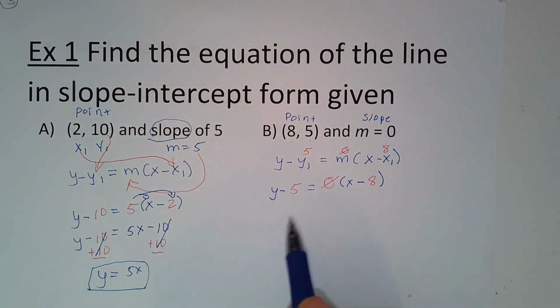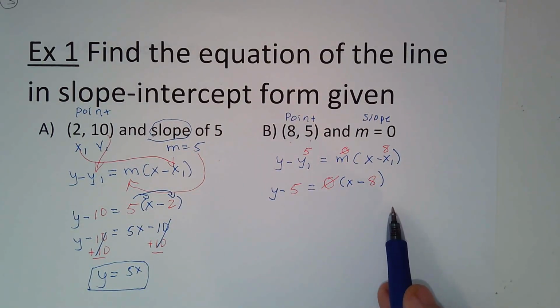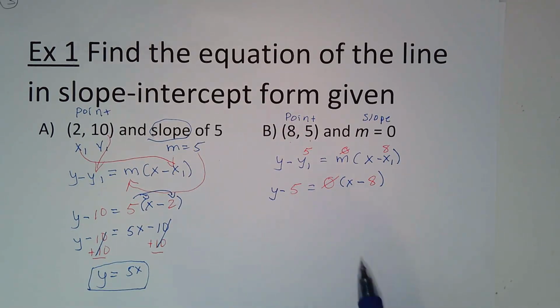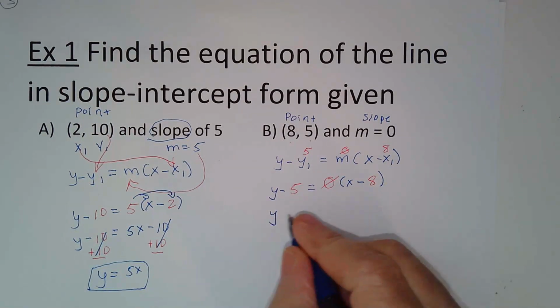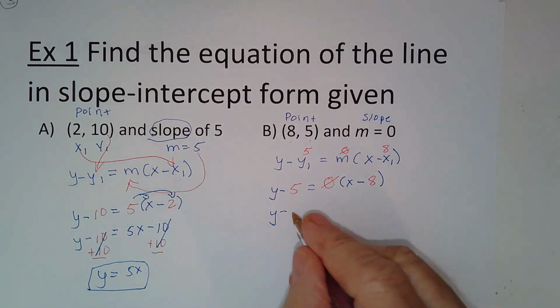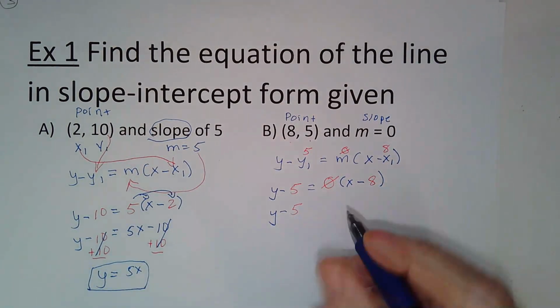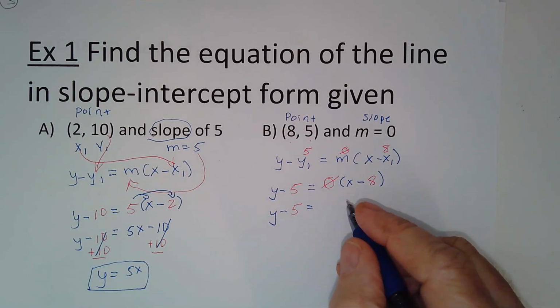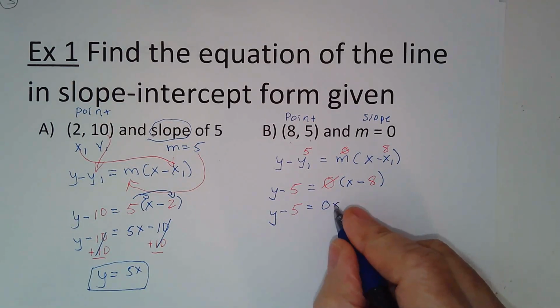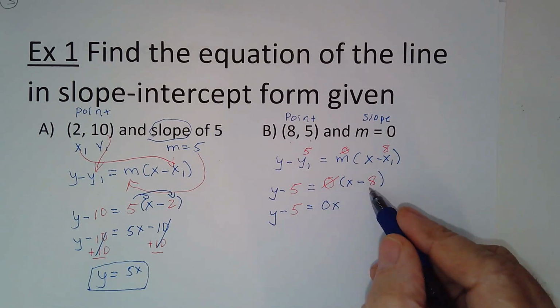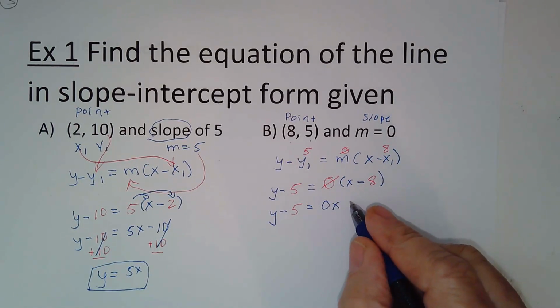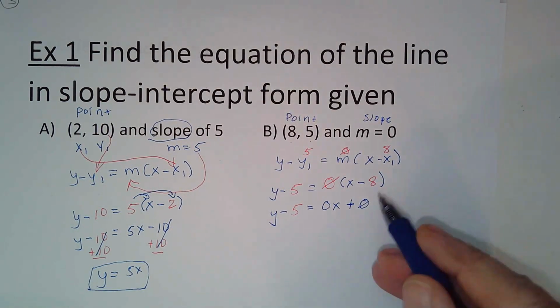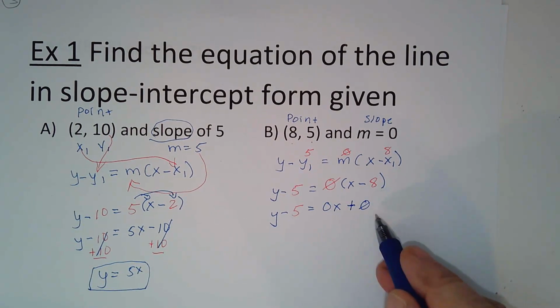All right, so now we're going to go ahead and simplify and then undo. So I'm going to distribute the 0 to the x minus 8. Now this is going to be interesting, obviously, because you've got a 0 you're multiplying these by. So y minus 5 we'll write first, and that equals 0x. And then 0 times negative 8 is just 0, so this is really 0x plus 0. Now I notice I went to a plus sign. It's because there is no such thing as a negative 0, so you just put in positive 0.